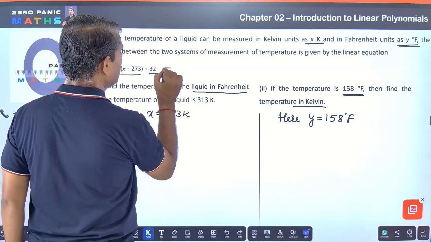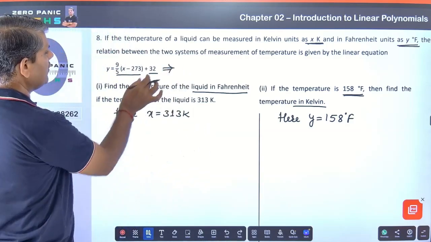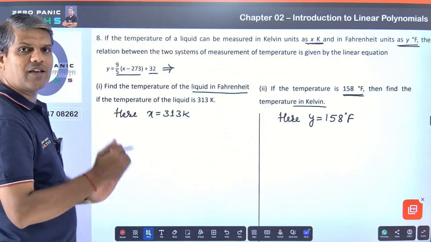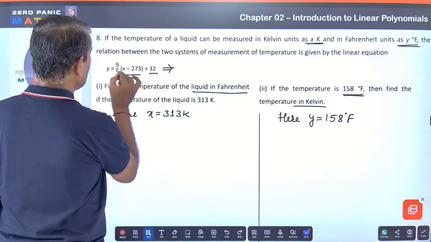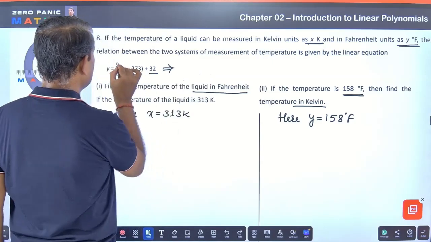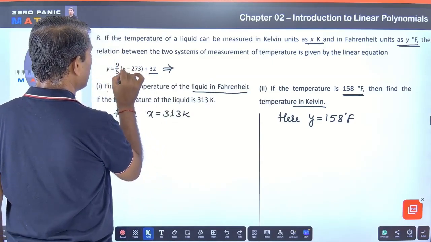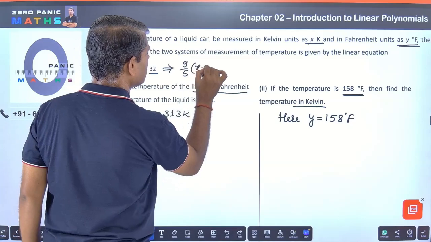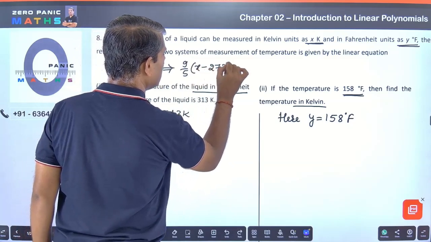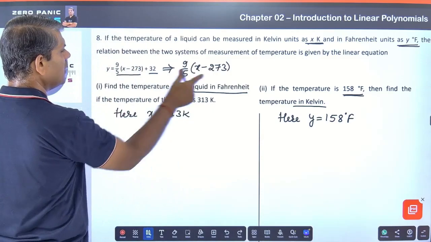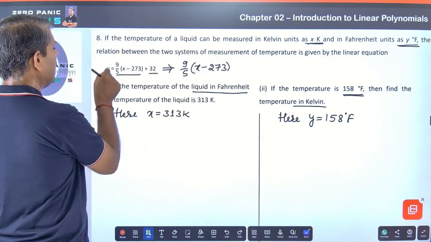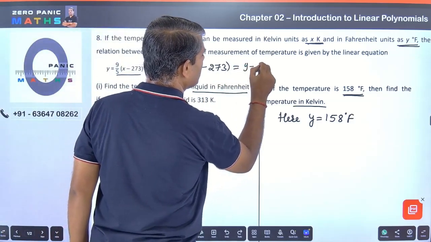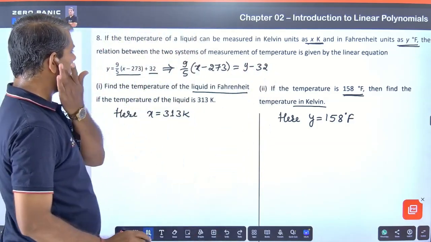What it will be? Now here only, because of the space, I will just convert that here only. You can write it step by step in your book. Now what I will do here is 9 by 5 into bracket x minus 273. I will write the right side part to the left, and directly taking 32 to the left side, it will remain with y minus 32. This is the second step.